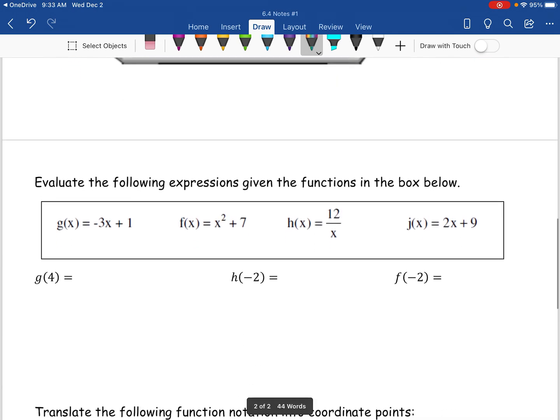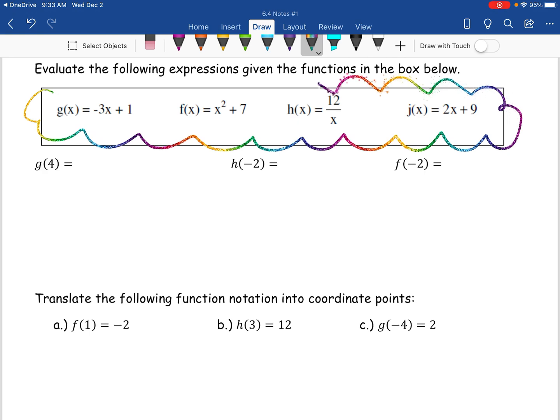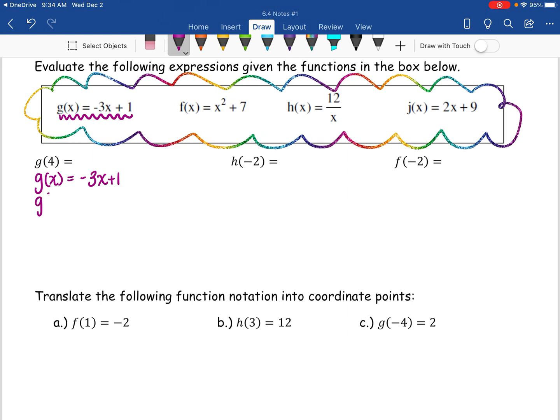So now let's look at some more examples. We want to evaluate the following expressions given the functions below. The first thing that we're being asked to do is find g of 4. So we have to choose one of these 4 equations from this bank to use. Well, if we're being told to find g of 4, then we need to be using g. And then we're just going to substitute 4 in because g of 4 means substitute 4 in for x.